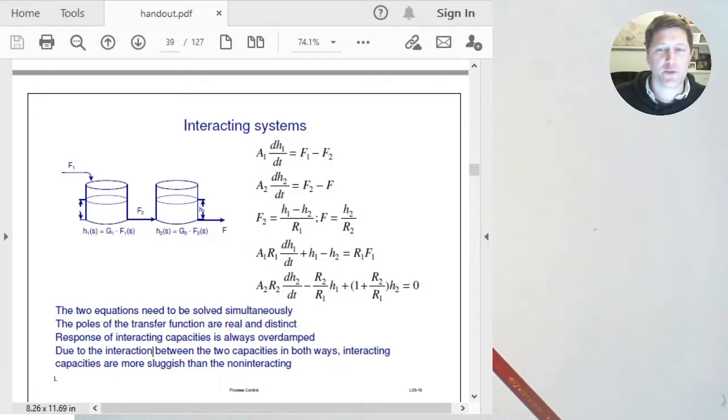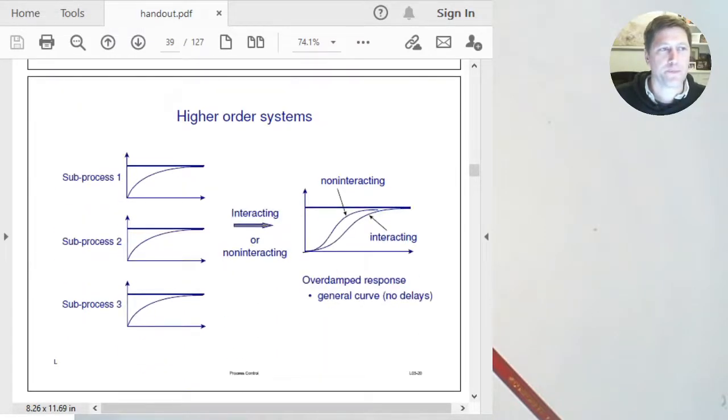Due to the interaction between the two capacities in both ways, interacting capacities are always more sluggish than non-interacting. So we saw for non-interacting that it was always either overdamped or critically damped, and now it is always overdamped. So the effect of having the interaction just exacerbates the slowness in the response. It makes it even more sluggish to respond to an input.